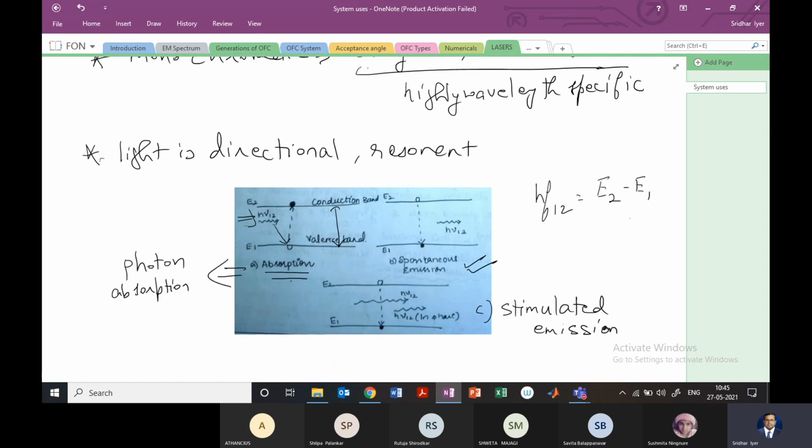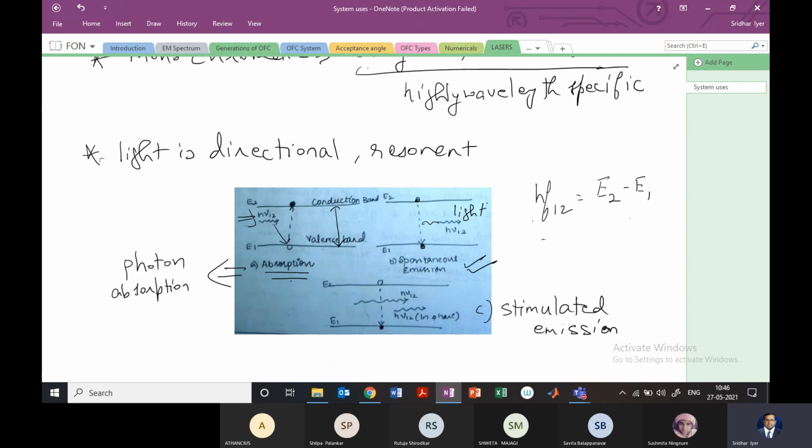Now since this is an unstable state, the electron will stay there for some time, and it will always try to fall back. And once it falls back, it needs to let out that energy. So you can see here in diagram B, this electron which had reached E2 is now falling back to E1, and in the meanwhile it gives this energy hf12 back, in the form of light. And this process is known as spontaneous because it just occurs spontaneously. We are not doing anything to it.